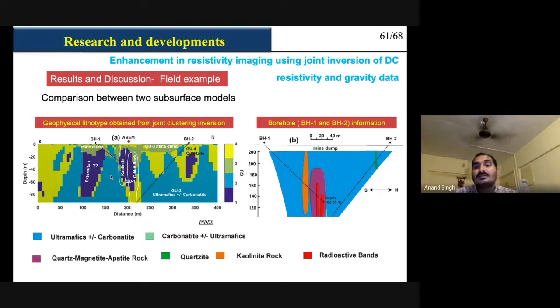One of the important parameters: here we mark this as kaolinite rock, and here quartz magnetite apatite rock. These two units are not differentiating. But if you see the extension of this one, it is quite well differentiating these two things. So our model was very close to the information we got from the borewell. This was one of the conclusions.